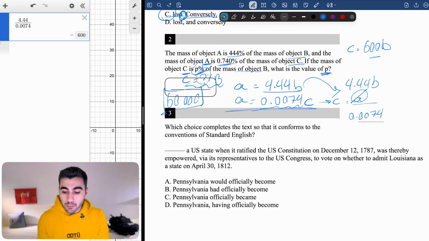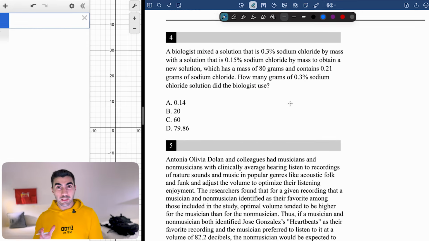You need to divide it by 1,000 if the question is asking us P over 1,000. So make sure you check what the question is asking us and you put that number there. Cool. Let's get into the next question.